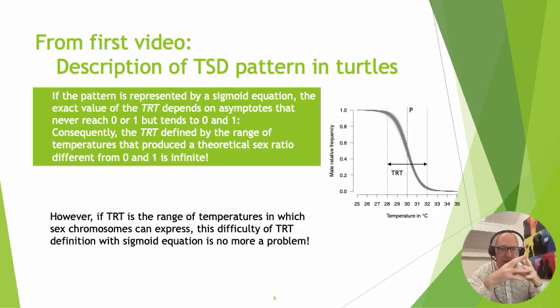Let's see what hypothesis we used when we modeled our thermal reaction norm of sex ratio. Remember, in the first video of this series, we said if the pattern is represented by a sigmoid equation, the exact value of the TRT depends on asymptotes, but never reach 0 or 1, but tends to 0 and 1. Consequently, the TRT defined by the range of temperatures that produce a theoretical sex ratio different from 0 and 1 is infinite.